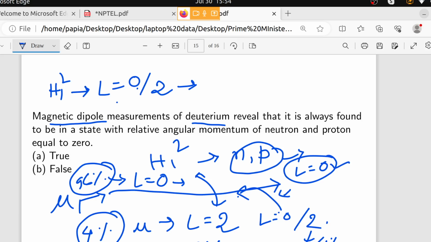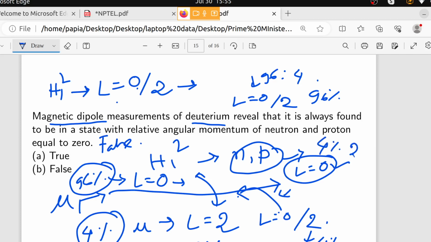So the statement, whatever it is mentioned here, magnetic dipole measurements of deuterium reveal that it is always found to be in a state with relative angular momentum of neutron and proton equal to 0, that will be a false one. The actual one will be, the magnetic dipole moment measurements of deuterium reveal that it is a mixture of 2 relative angular momentum of neutron and proton, which is L equals to 0 and 2 in the ratio of 96:4. That means 96% for L equals to 0 and 4% is for L equals to 2. So this is the answer of that question, whatever it is mentioned in the question number 7.